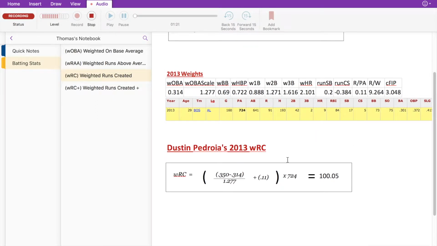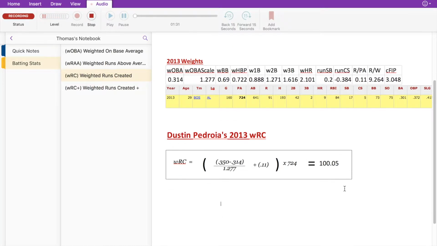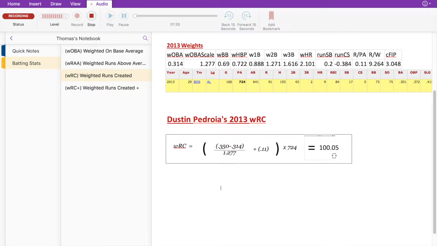So here are the weights, and then I plugged in Dustin Pedroia's 2013 numbers. When I plugged it in, we got a weighted runs created of 100.05. So you could say that he created about 100 runs that season.